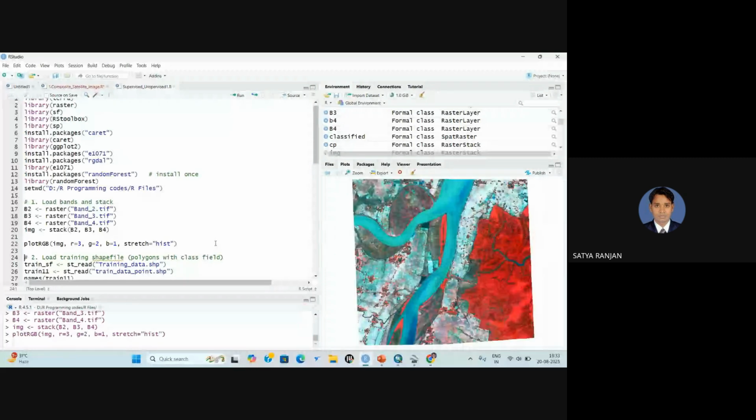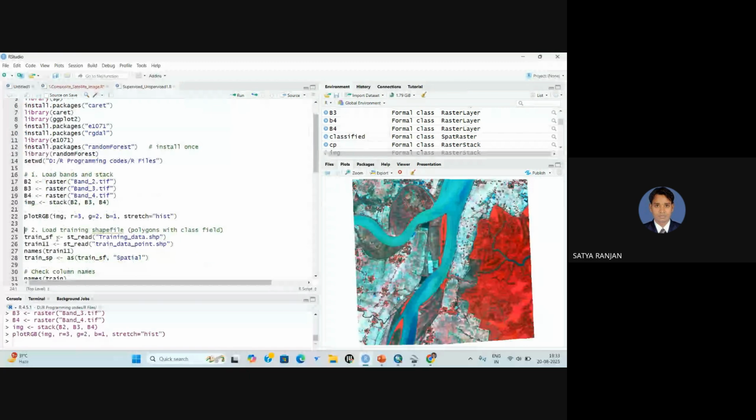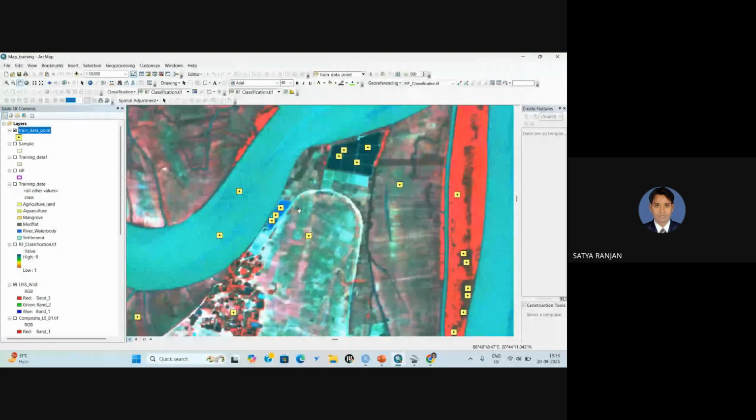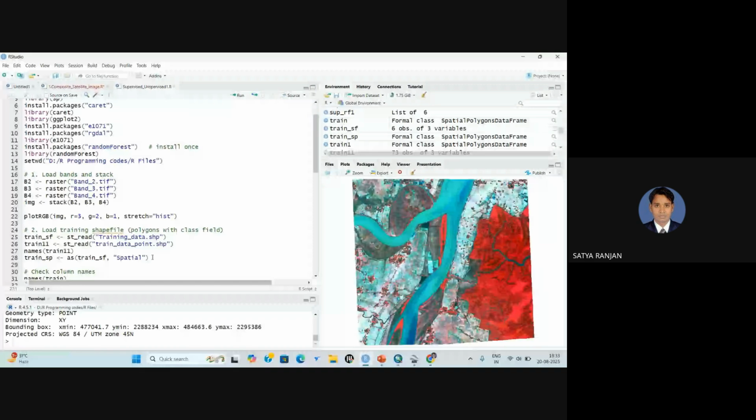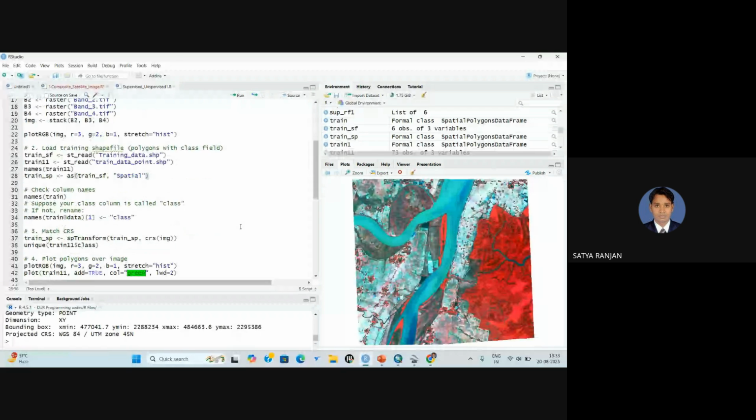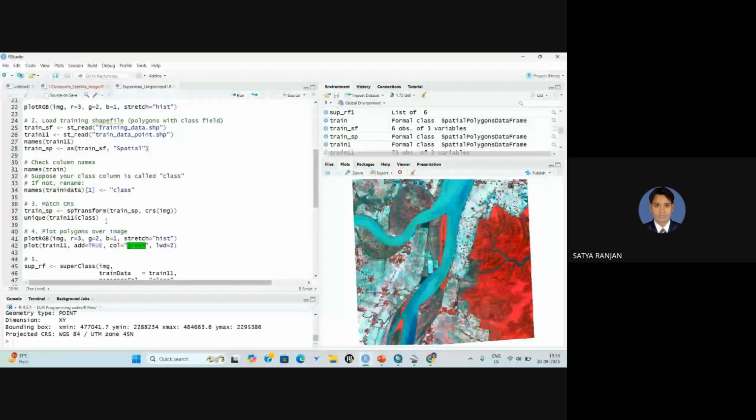Here, this is my image of different mangrove and agriculture areas. This is a training data shapefile. The training data point shapefile is there. We have to use this shapefile as training data. Then plot the polygon. So this is our sample data, shown in the green color.